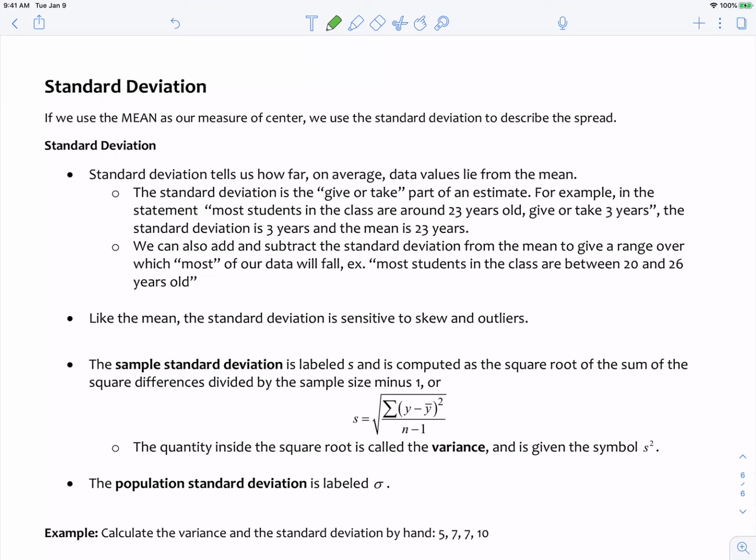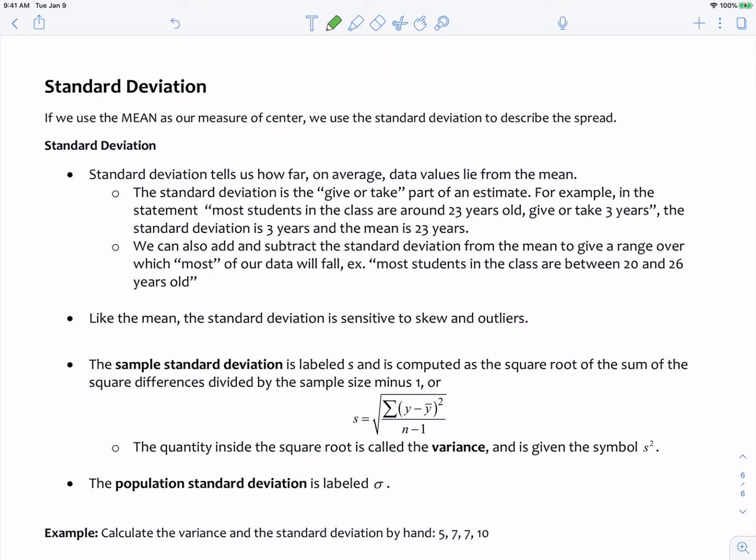Okay, so the standard deviation is used to describe the spread when we use the mean as our measure of center, and we're going to use the mean as the measure of center whenever we have data that is basically symmetric. The standard deviation tells us how far on average data values lie from the mean. So the standard deviation is the give or take part of an estimate.